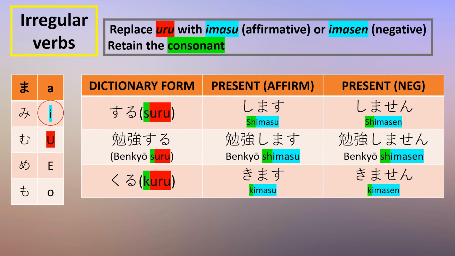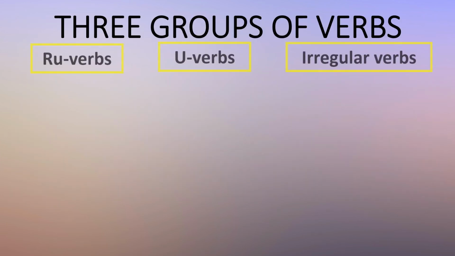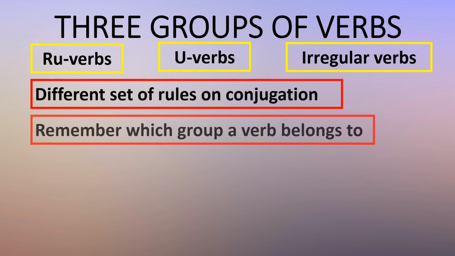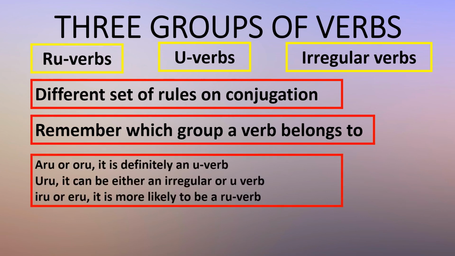Okay, so we recap the lesson. We have three groups of verbs in Japanese: the ru-verbs, the u-verbs, and the irregular verbs. These verbs have different sets of rules on conjugation. So we remember to which group a verb belongs in order to conjugate the verbs properly. In this lesson, we tackled some of the rules on conjugation.